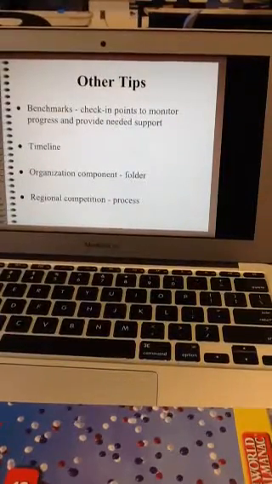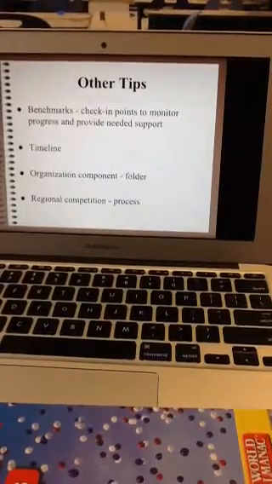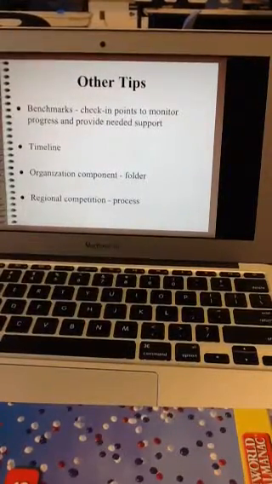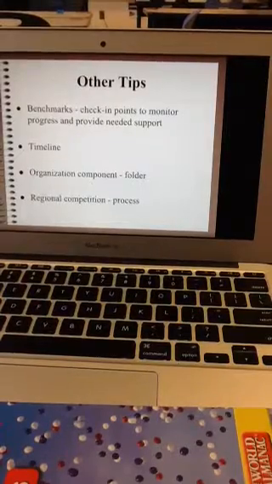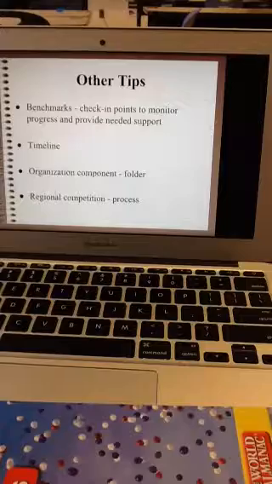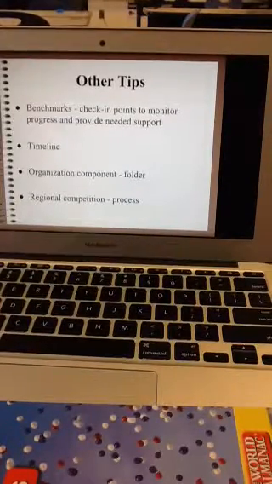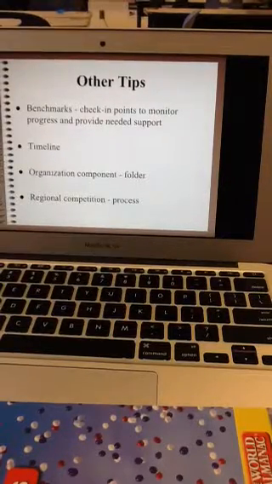All right, other ideas. Definitely have benchmarks or milestones. What that means is check-in points to monitor progress and provide needed support. So every 2 weeks roughly, when I'm working with this with my students, I have check-in points, and I'm going to show you some examples of check-in points. So I actually have a conference form that I use that I'll share.